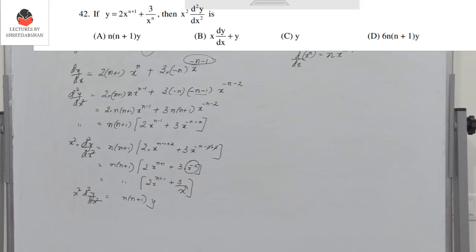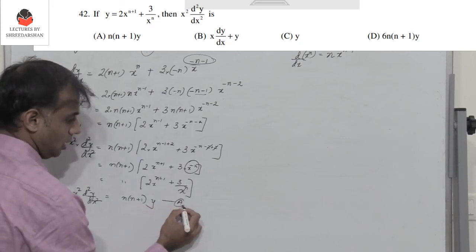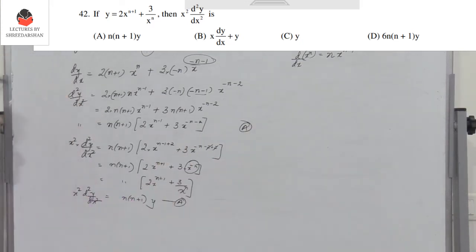So I need to choose one of them. So what is the right answer? So if you see all the four options which is visible on the screen, I realize that this is A, option A. So option A is the right answer.